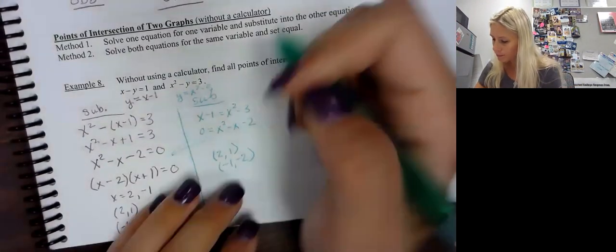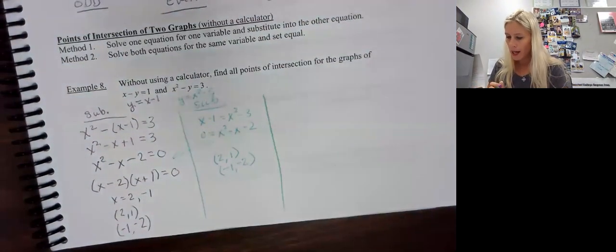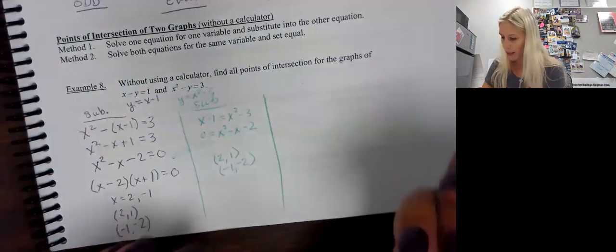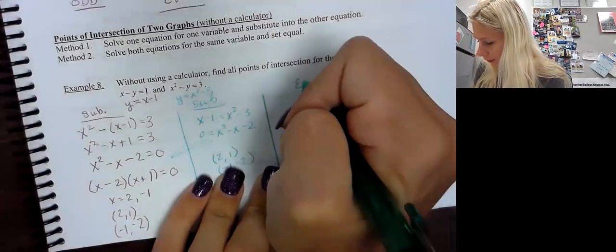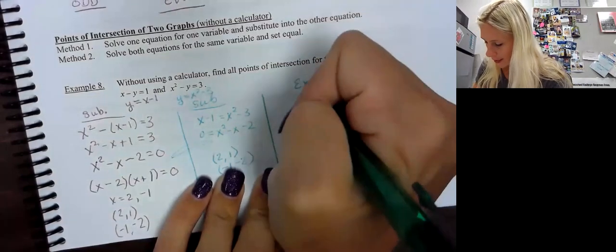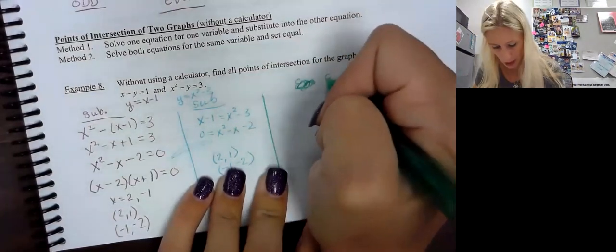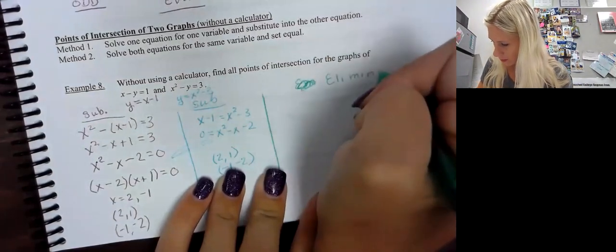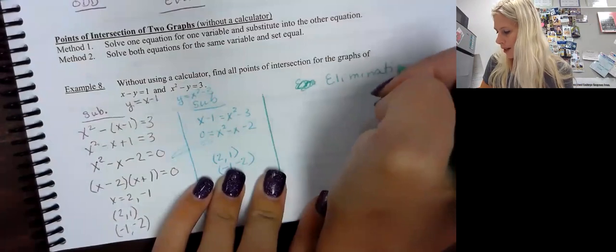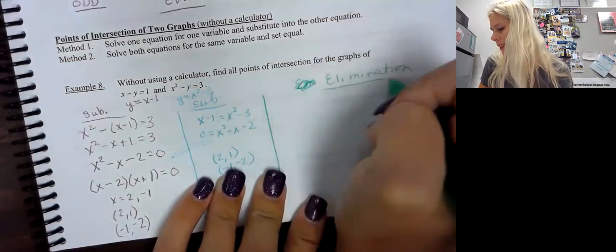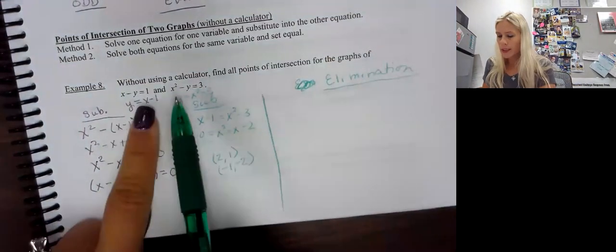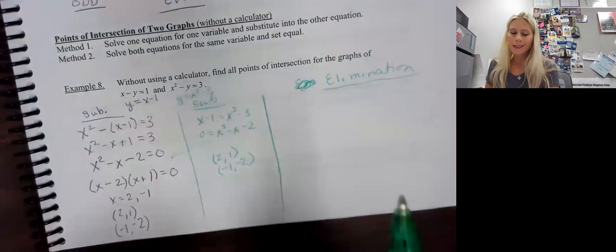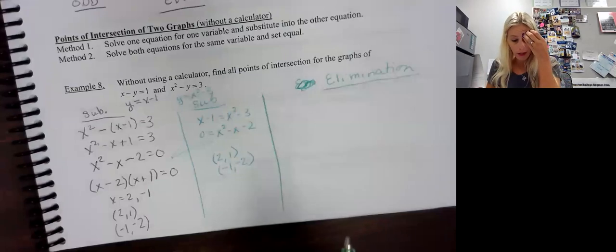And one more. The other way how to solve for points of intersection without a calculator, sorry, my voice just went up. I sound like a chicken. Is elimination. If I could spell that, that's awesome. Elimination. Now, elimination sometimes gets a little bit tricky, especially when you're dealing with a bunch of x squareds and x's and x cubes and all that other stuff, okay?